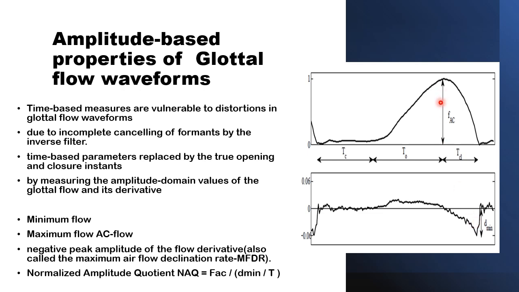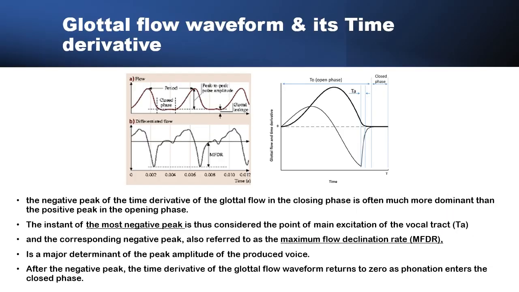Things like the maximum flow obtained from the glottal flow waveform and the maximum airflow declination ratio obtained from its time derivative. This is a chart of the glottal flow waveform and its time derivative here on the lower tracing. The negative peak of the time derivative of the glottal flow in the closing phase of the flow is much more dominant than its positive peak in here. This is very dominant and clear.